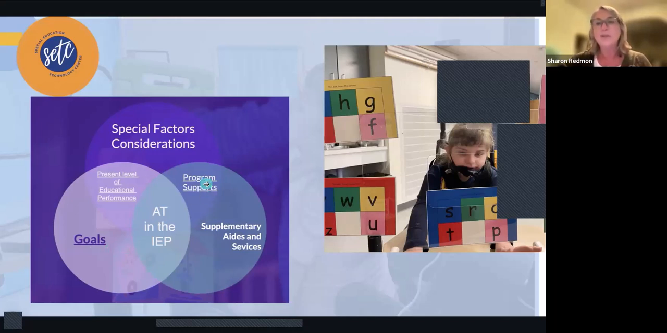And then what are those program supports, right? So what is the SDI? What are the types of things that need to be written in there for services? And then what supports those? And then what are the supplementary aids and services that are going to support that? So when you have a high-tech device, we want to make sure that we always have a backup system, that we have the low-tech device. What does that look like? How are we adding that in? And where do we put that? And these areas are a great space for that.